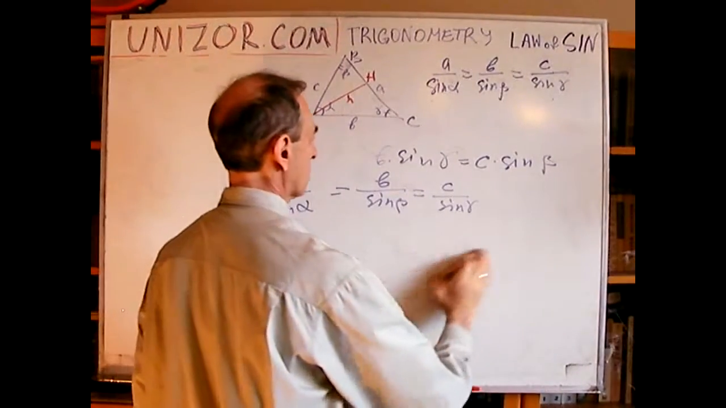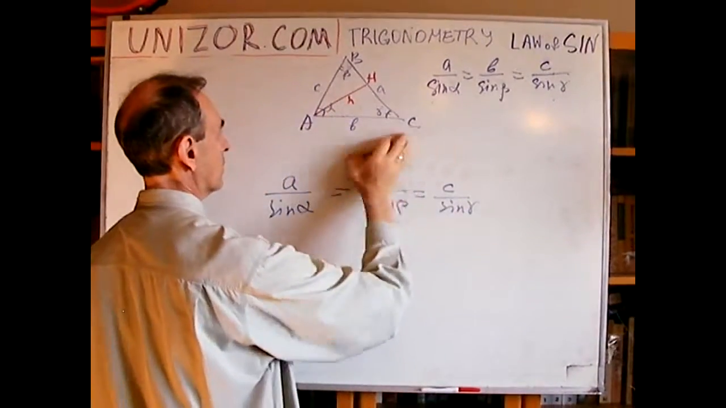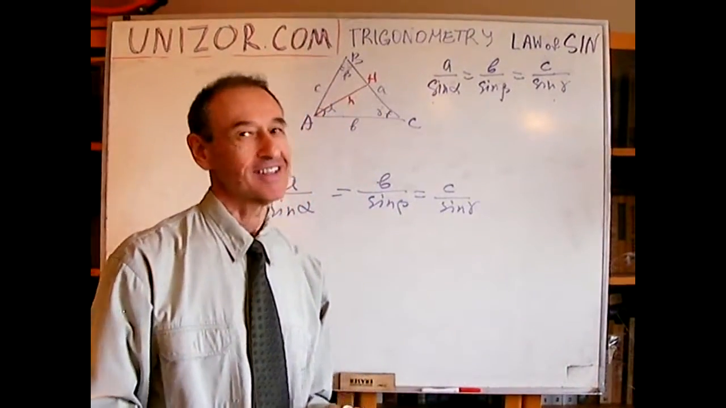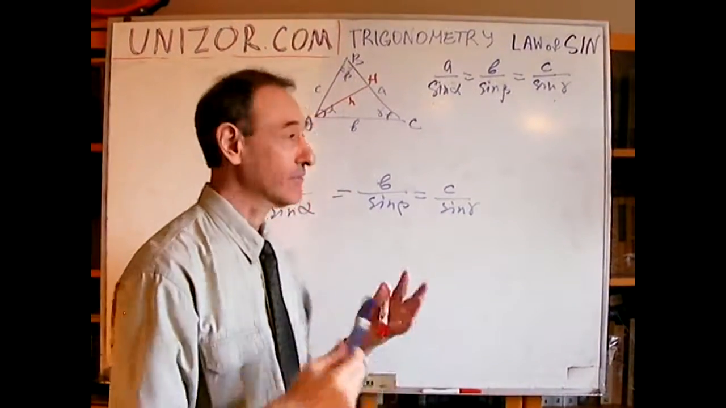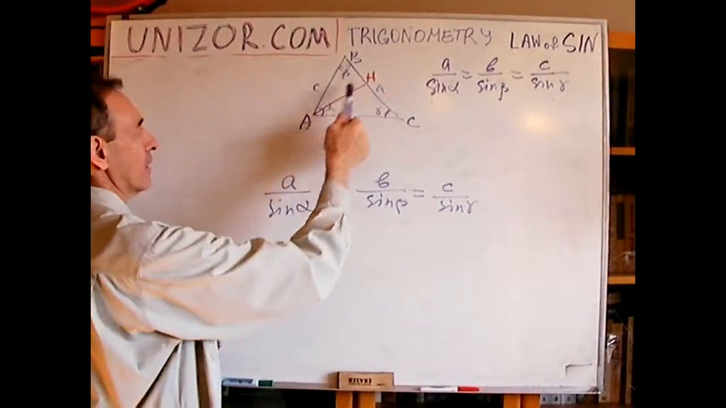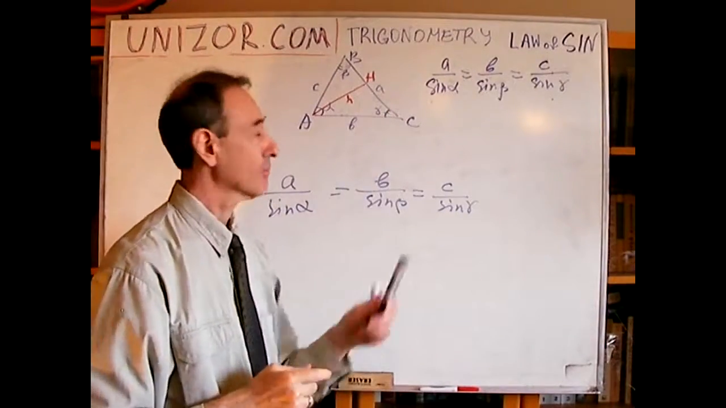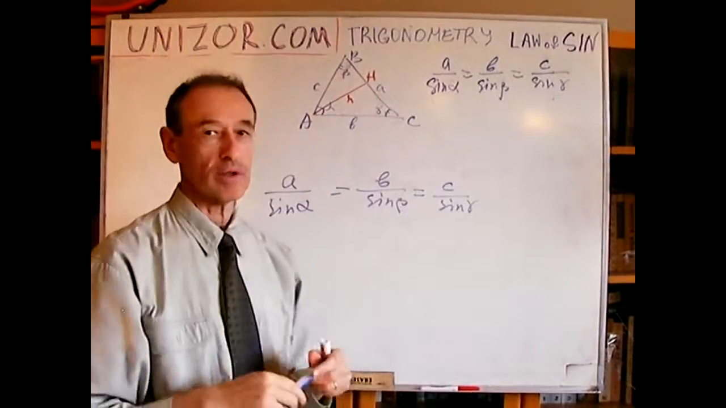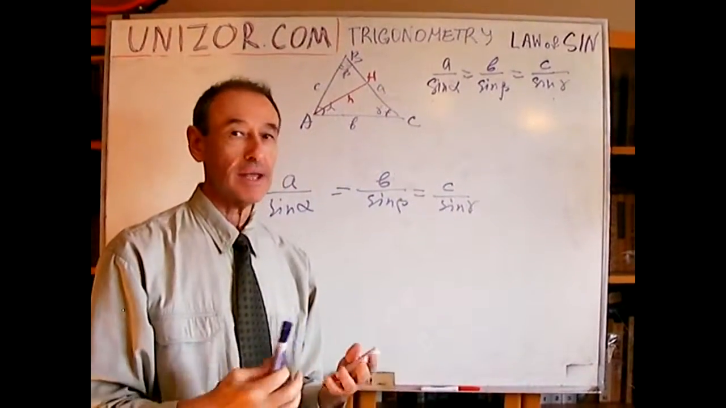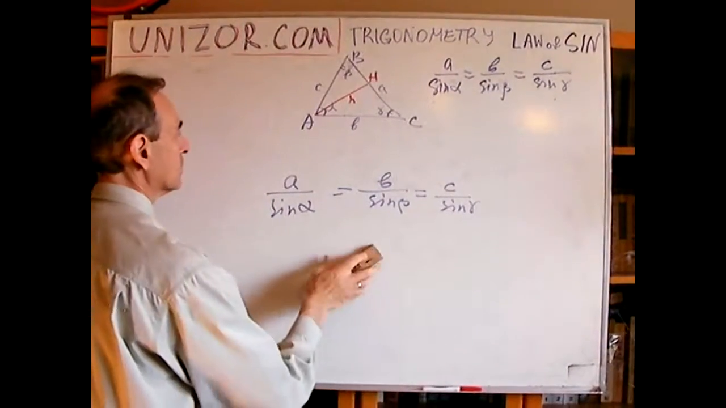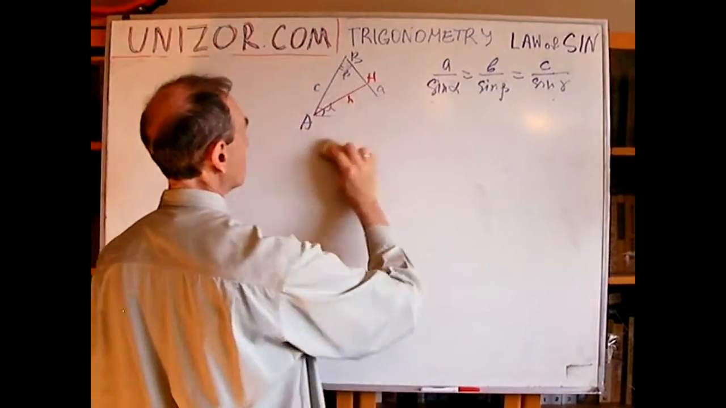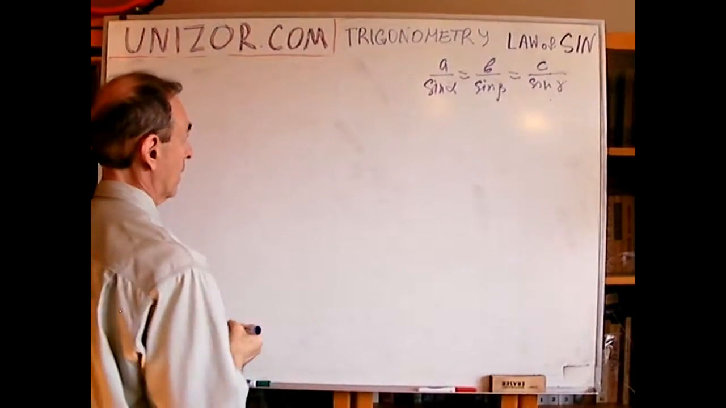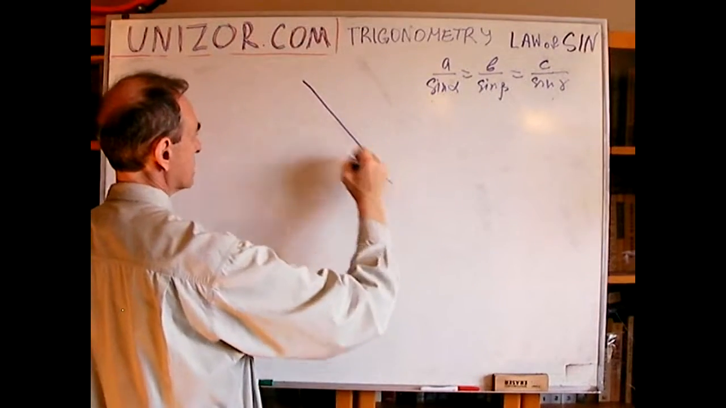Have we proven this particular theorem really rigorously? Not exactly, because we have to consider different cases when the base of the altitude h falls not in between these points B and C, and we kind of depend on this, right? So let's think about what will happen in case we have an obtuse angle. Alright, so let's say we have this particular triangle.